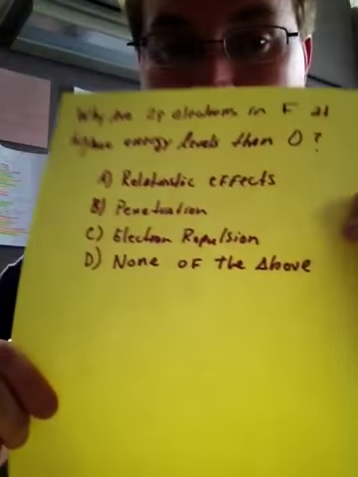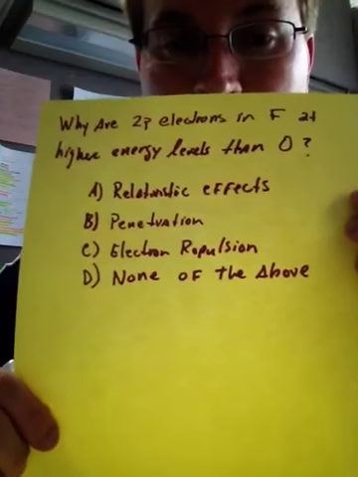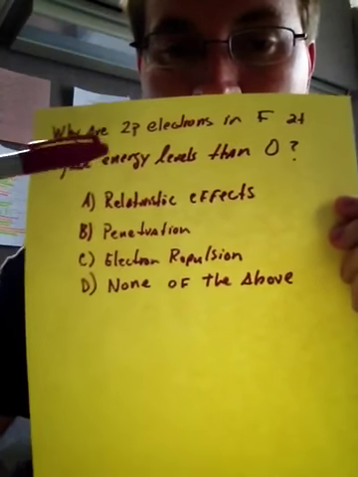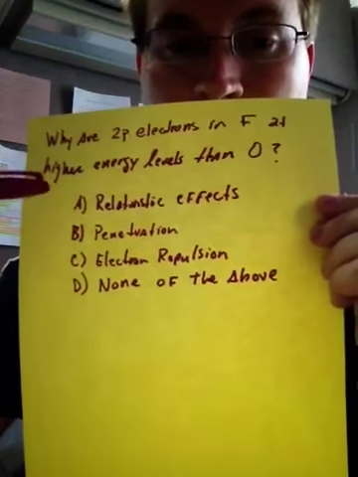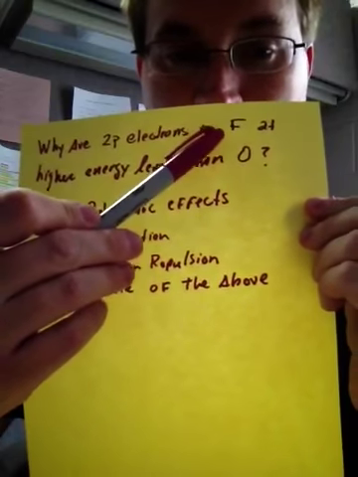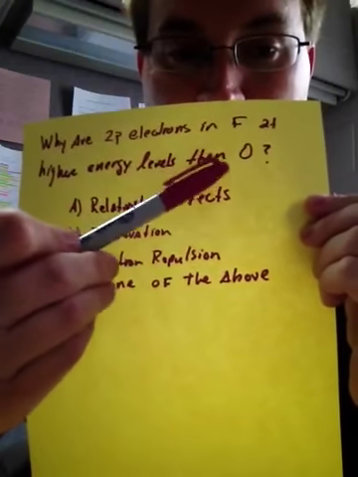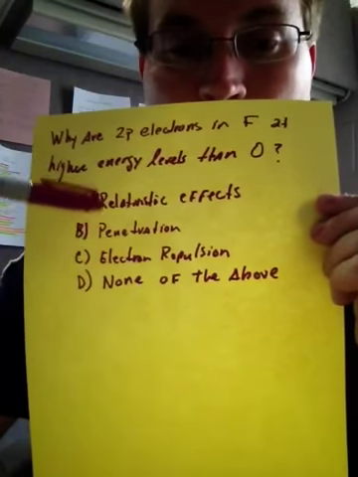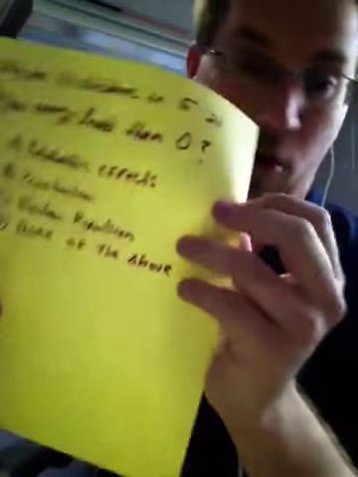So let me go ahead and show you guys the question and answers here. All right. So electrons in 2p orbitals in fluorine are higher energy than 2p electrons in oxygen. Why? It's got to be one of these four. Okay, so in this instance, let's see if we can eliminate some things. Well, let's go ahead and start at A, relativistic effects.